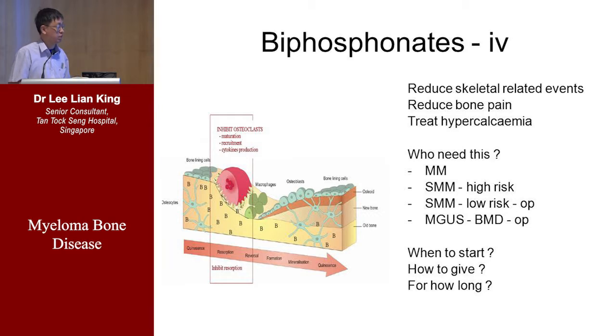So when to start treatment? As soon as the diagnosis is made, and we give it every time the patient comes in for a new cycle of treatment. That's every 4 weeks or so, and normally we treat for 2 years. After that, if the patient's myeloma is in remission, we will stop. If the patient's myeloma is not in remission, we will carry on.